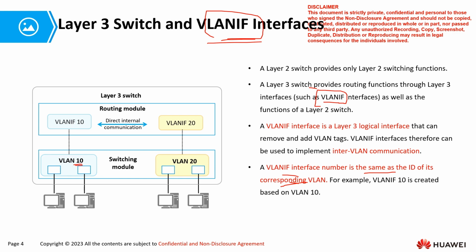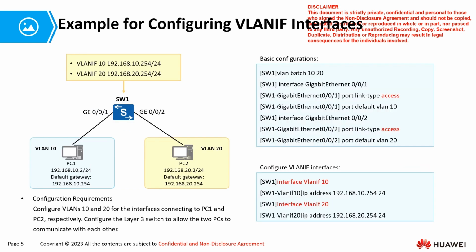For example, this one is VLAN 10, so you are going to create another one, VLANIF 10, under your layer 3 switch, and this other one belongs to VLAN 20, so you are going to assign VLANIF 20. The same applies here: under your G0/0/1 you make it an access port, and on G0/0/2 you also make it an access port. So under your switch 1, you create VLANIF 10 and assign the IP address, and VLANIF 20 for this one.